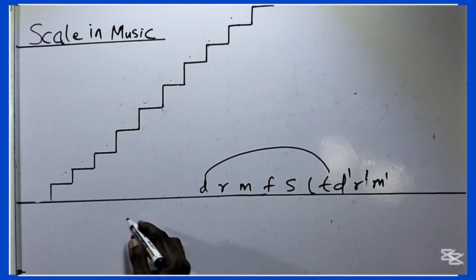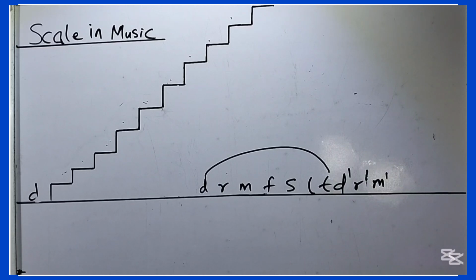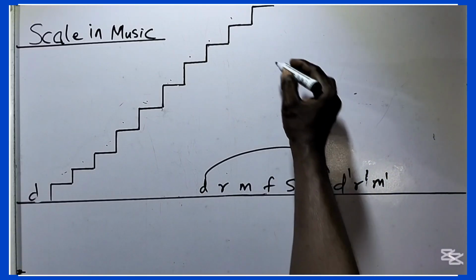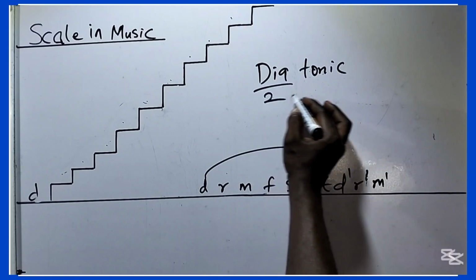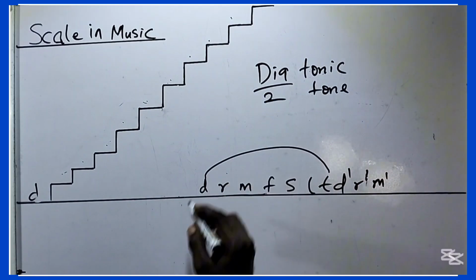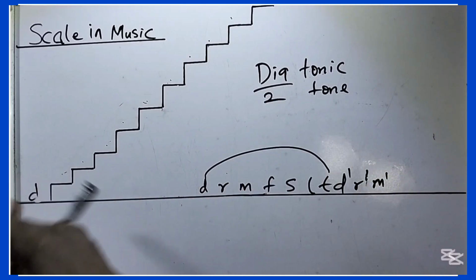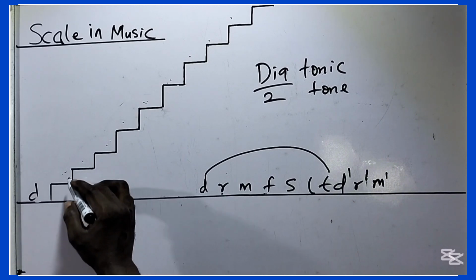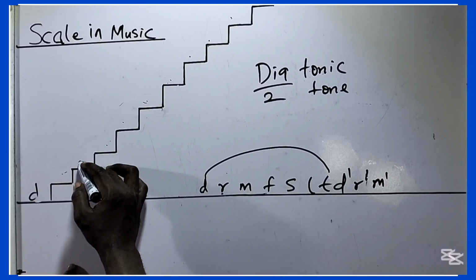So if do starts here, for you to get the next tone, because it's a diatonic scale, you move two steps. Because in the chromatic scale a tone is just half, two of the chromatic tones make one in the diatonic scale. So for you to get from do to re, you don't count where you start. After this you count 1 2, and the second one becomes re.